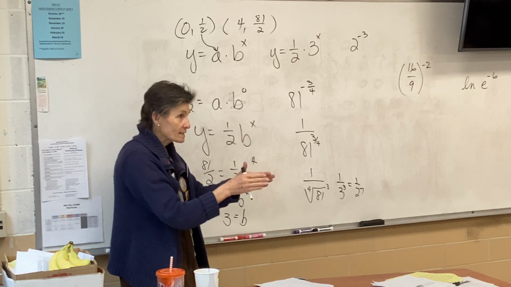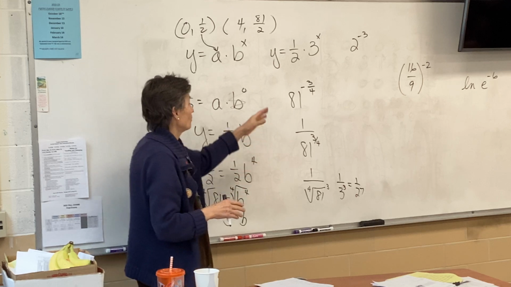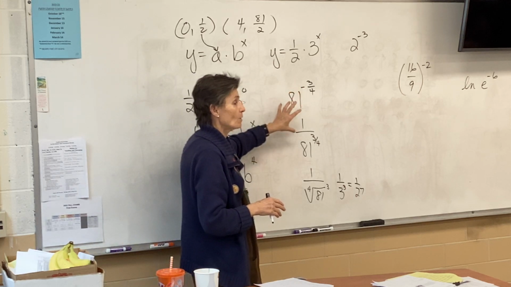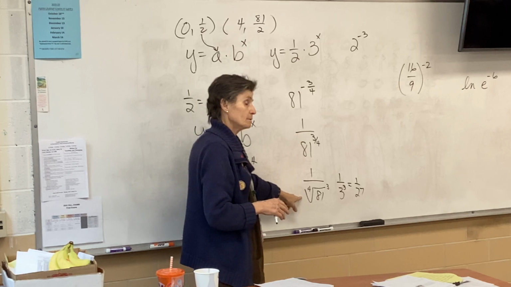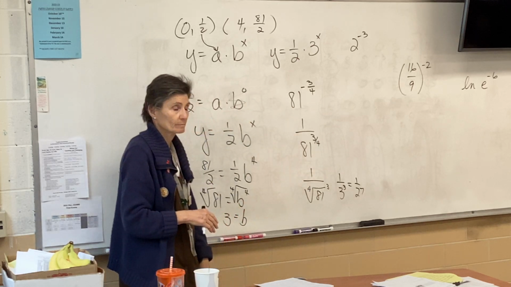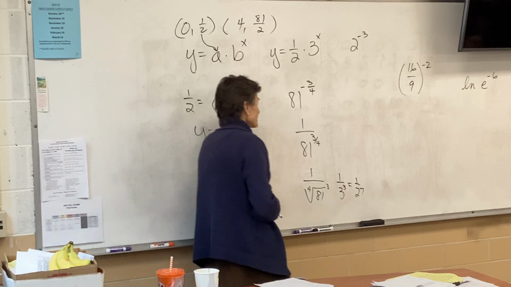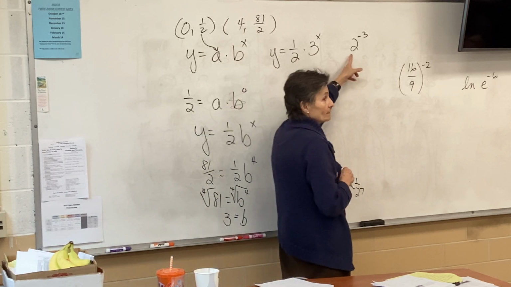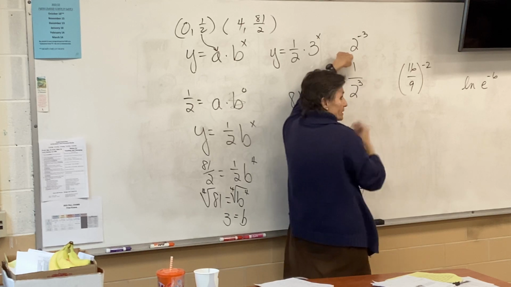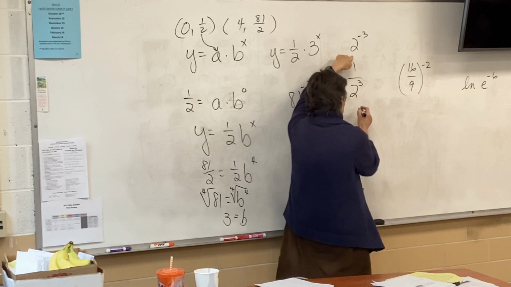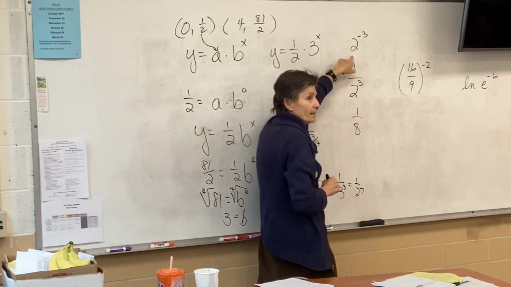Go one step at a time. Don't be overwhelmed by the whole problem. Do what you know how to do. 1 over radical, and then just figure it out. What about this one? That's going to be 1 over. Well, 2 cubed is 8, so that's 1 over 8.